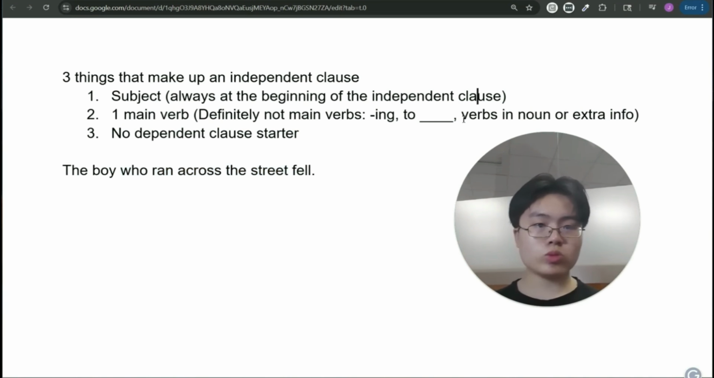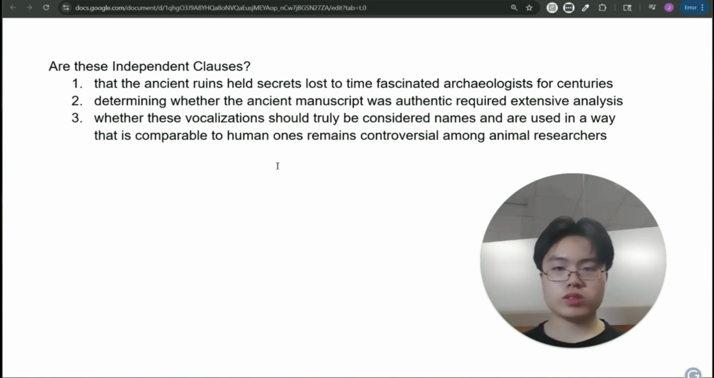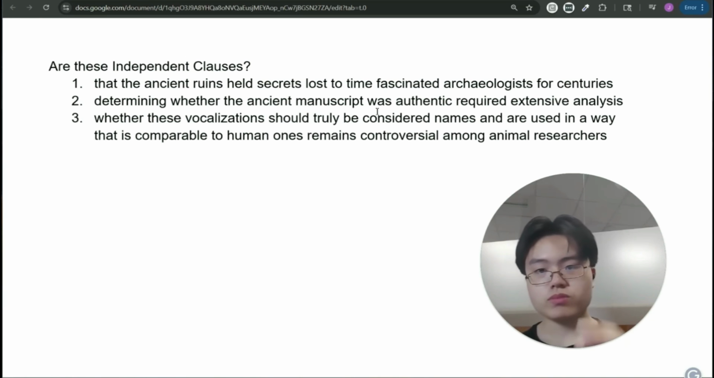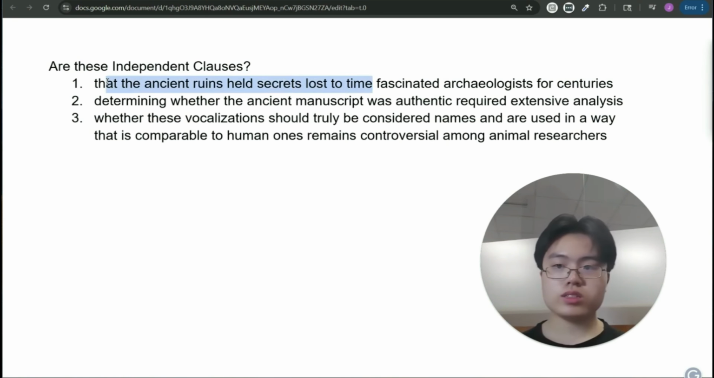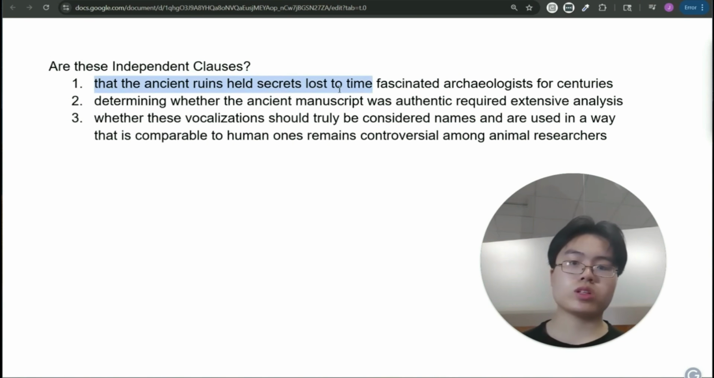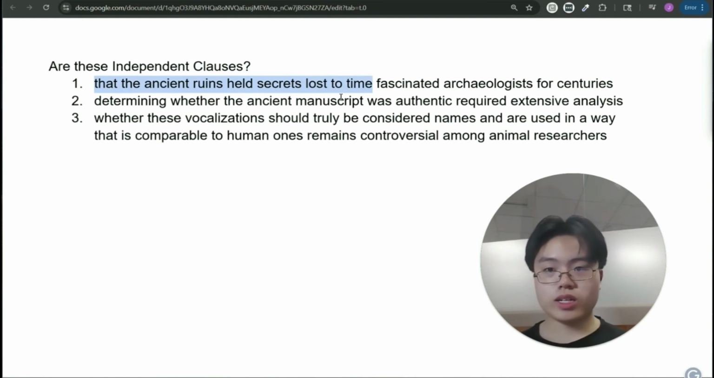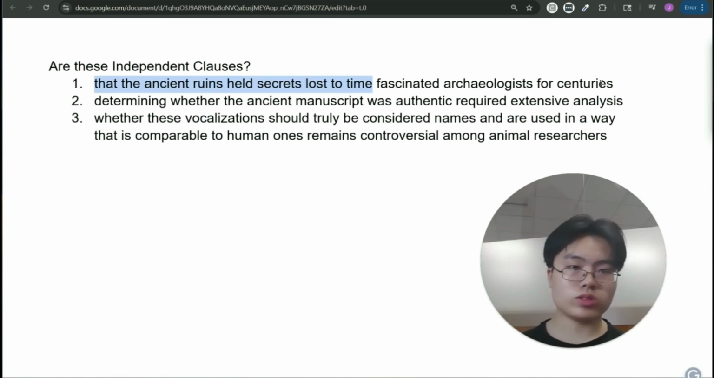And what do I mean by verbs in a noun? The exercise we did earlier is a great example of this, so let's do this now. Let's read the first one. That the ancient ruins held secrets lost to time fascinated archaeologists for centuries. This is a noun. It's the subject, actually. That the ancient ruins held secrets lost to time. The idea that the ancient ruins held secrets lost to time, that idea, it fascinated archaeologists for centuries.